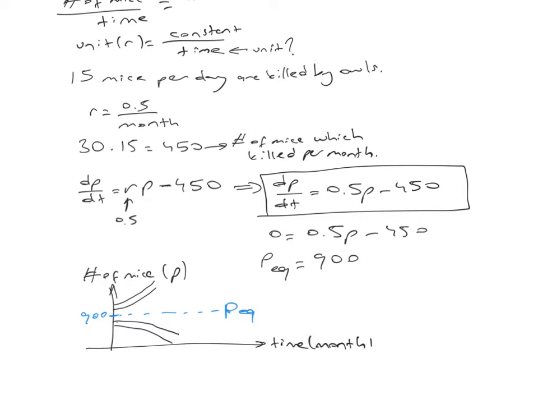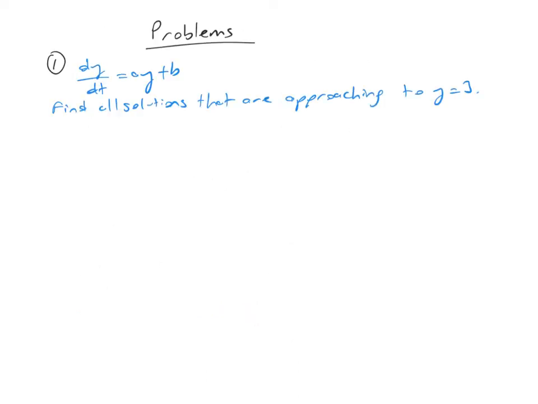Now let's solve some problems. In this problem, the general form of the differential equation is given by dy/dt is equal to a times y plus b. We are asked to find all solutions that are approaching 3. All solutions are approaching 3, that's why our equilibrium point is equal to 3. And let's sketch the graph of y versus t. 3 is our equilibrium point in this example. And since all the solutions are approaching 3, our graph will look like this.